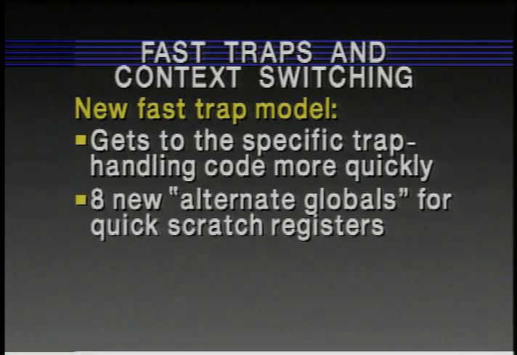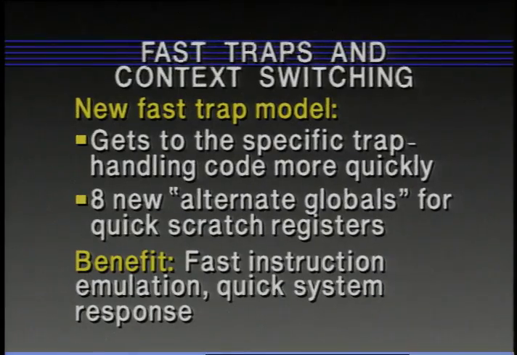We've also provided 8 new registers that we call alternate globals. So when you come in and take a trap, you have 8 fresh registers in the kernel for scratch registers, so you don't have to save away registers before you do a computation. Quite often when you're taking a trap, you only need to execute a few instructions, and we had as much overhead previously in saving away and restoring registers as we actually did in servicing the interrupt request. In this way, we don't have that additional overhead to deal with. The real benefit here is very fast system response, fast instruction emulation, and getting in and out of the system very quickly.